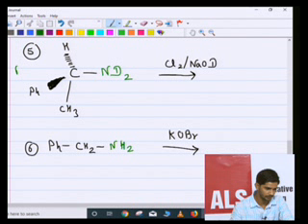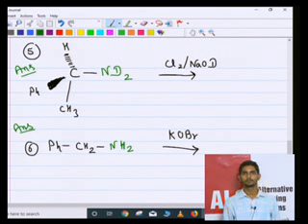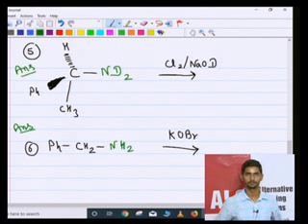Tell me who has got the right answer. Both right answers. Okay, there are many students. Many. Are you getting a little bit comfortable with organic chemistry? Raise your hand.